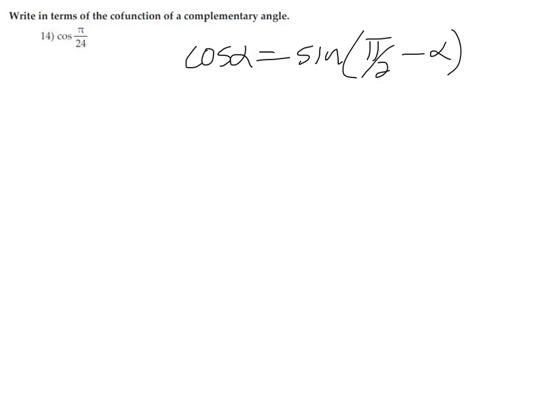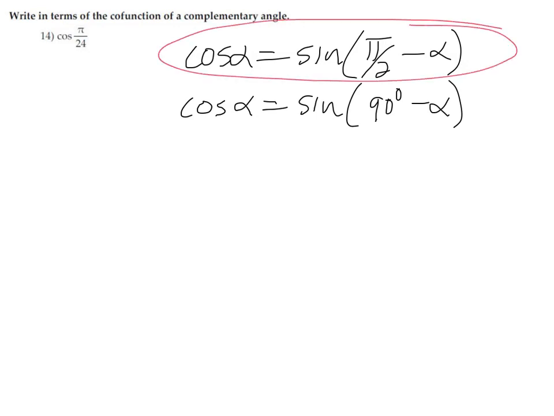Cofunction of a complementary angle. All right, the cofunctions for cosine. Cosine alpha equals sine of pi halves minus alpha. This could also be cosine of alpha equals sine of 90 degrees minus alpha, depending on if you're in radian or degree mode. For our problem, we're doing radians because we have pi's and not degree symbols.